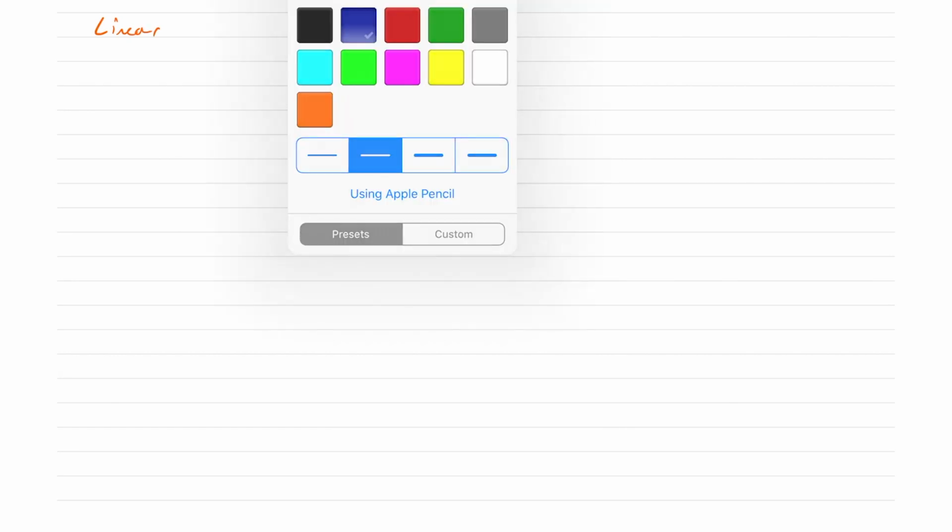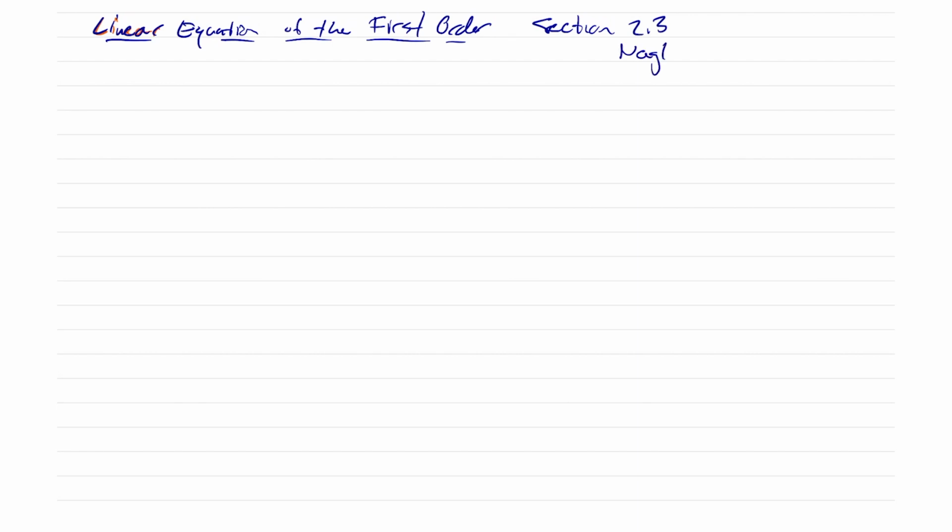Okay, so let's go ahead and get started. Today what we're going to be talking about are differential equations that are linear. I don't like that color. Let's change it to blue. So we're talking about linear equations of the first order. In particular, this corresponds to section 2.3 out of Nagel, Saff, and Snyder's book.